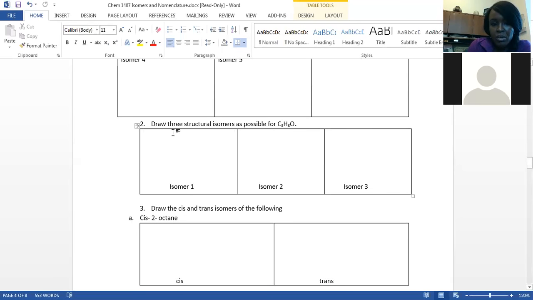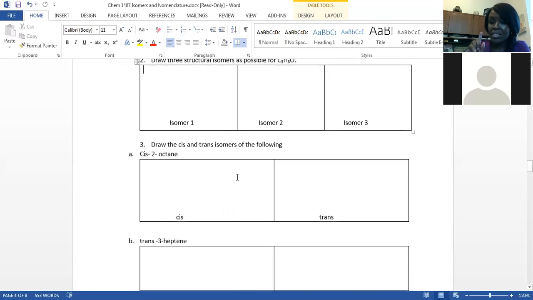And then with this one here, same thing. You have 3 carbons, 8 hydrogens, and 1 oxygen. The goal is for you to get 3 isomers. You can do that. Remember that cis and trans isomers only exist in a compound that has a double bond. So for that reason, you should be able to do cis and trans. You have to have a double bond in there.